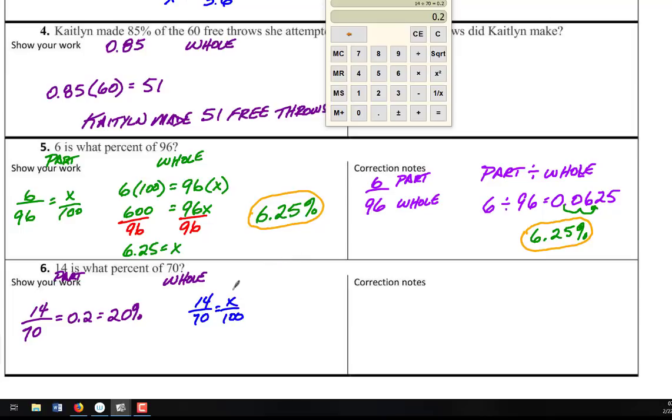where we multiply 70 times x and 14 times 100, and we divide everything by the coefficient 70. And when you do 1400 divided by 70, you get, wait for it, 20%.